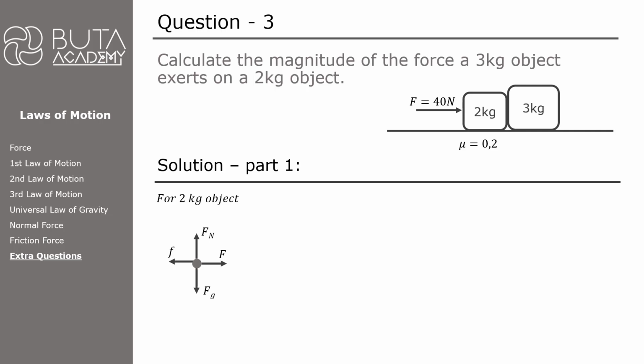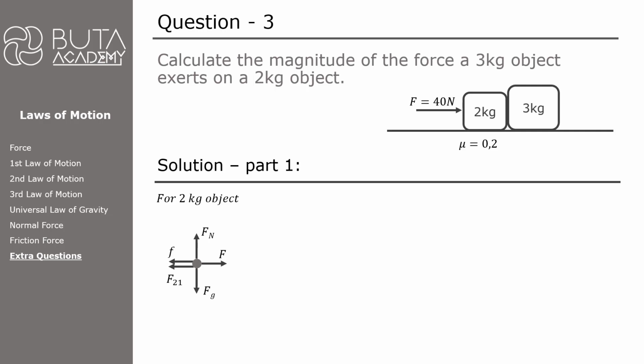We have to draw one more force. According to the third law of motion, if one object applies force on the second one, the second object will simultaneously apply a force of the same magnitude but in opposite direction on the first object. The applied force of 40 newtons is pushing the 2 kg object to the right, and the 2 kg object is also pushing the 3 kg object. As a result, the 3 kg object will push the 2 kg object back with the same amount of force. We will name this force as F21, force of the second object on the first one.